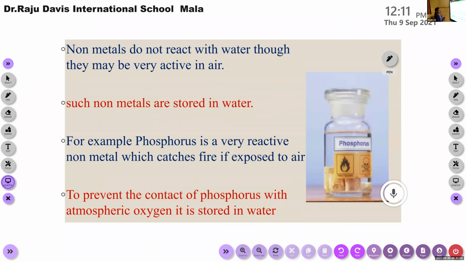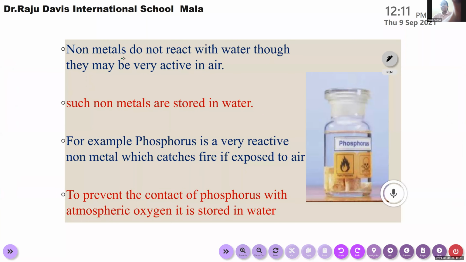The reaction of non-metals. Non-metals do not react with water, though they may be very active in air. They are very reactive with air, but least reactive with water. So such non-metals can be stored in water. In the case of sodium, we store it in kerosene to avoid contact with both air and water. Here, non-metals are highly reactive with air but least reactive with water, so they can be stored in water to avoid contact with air.